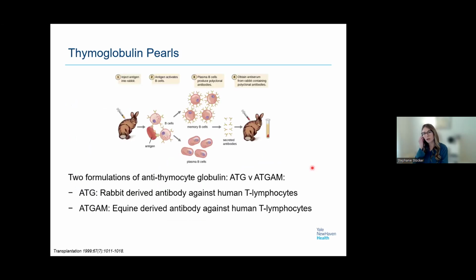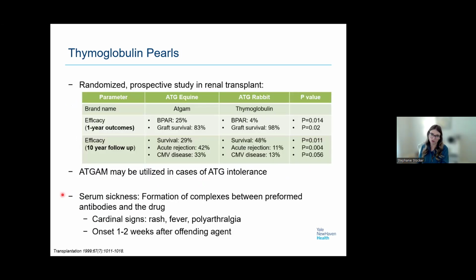One little pearl about thymoglobulin is it does come in 2 formulations. You're not going to see ATGAM very much. ATG is the rabbit-derived formulation, and so this is a variety of antibodies against human T lymphocytes. ATGAM is the equine-derived version. So the one place you might see this is if you have a patient that had a rabbit allergy or a horse allergy, they may actually tolerate one formulation over the other. But the standard of care really is to use the ATG, the rabbit formulation.